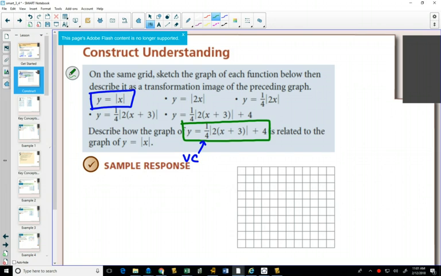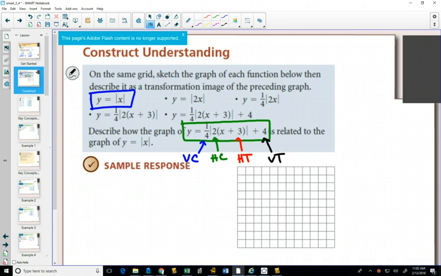Then we run into this 2. That 2 is inside the absolute values, so we know that that's going to be horizontal. And everything that's horizontal is a little bit opposite of what you see. So instead of multiplying your x by 2, you're going to multiply your x by 1/2. That tells us that that is a horizontal compression. The +3, that's going to be a horizontal translation. That horizontal translation is going to move things 3 to the left. And finally, the +4 is going to be a vertical translation.